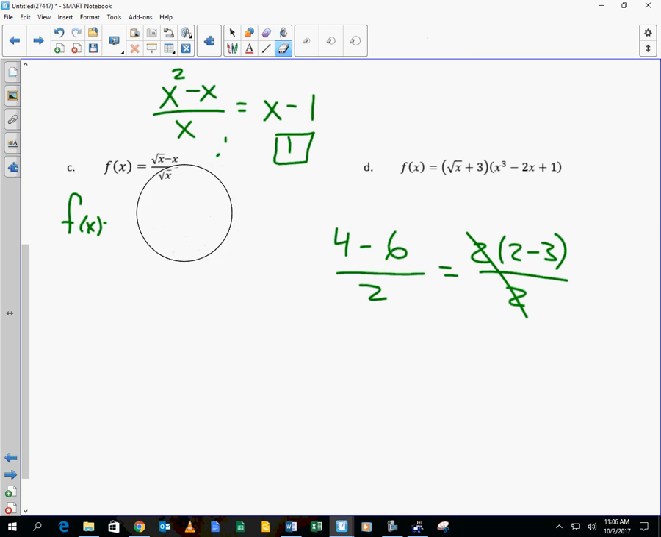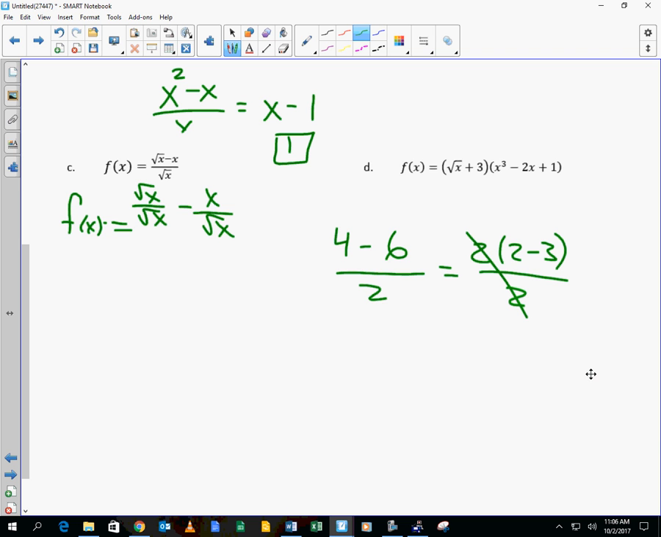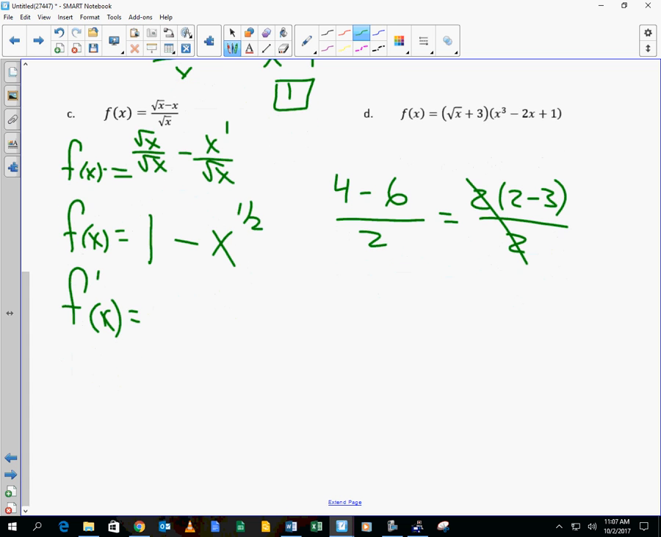I'm doing each one. So we've got the root of x over the root of x minus x over the root of x. And so the root of x divided by the root of x is 1, and then x to the 1 divided by x to the 1 half is x to the 1 half. So that's what f of x is. So then what's f prime of x? So that's 0, right? And we dump this in front, so negative 1 half x to the negative 1 half, which is negative 1 over 2 roots of x.